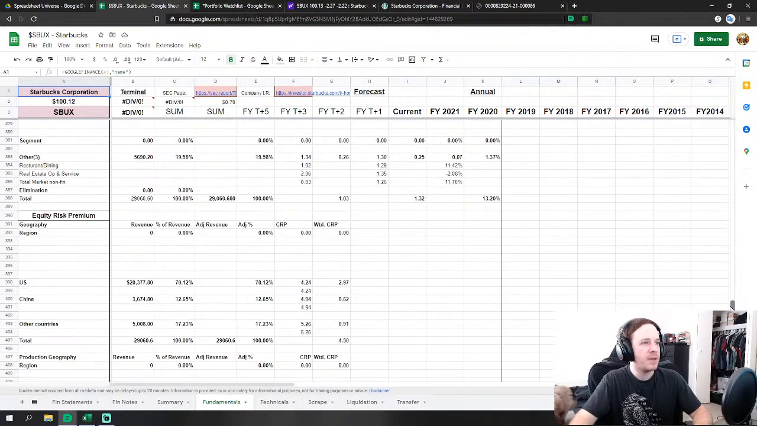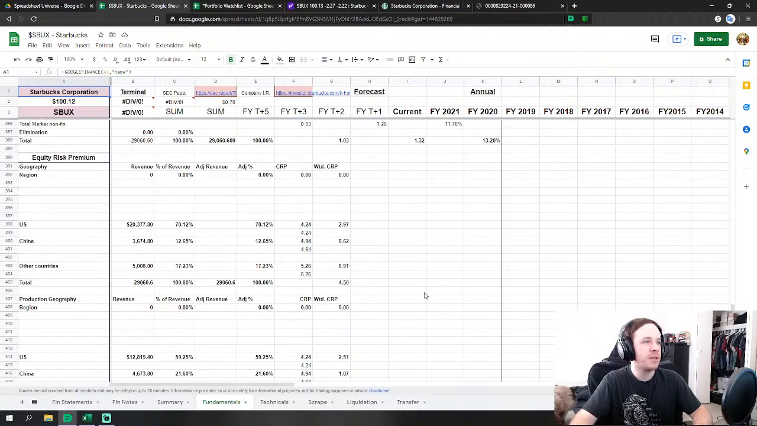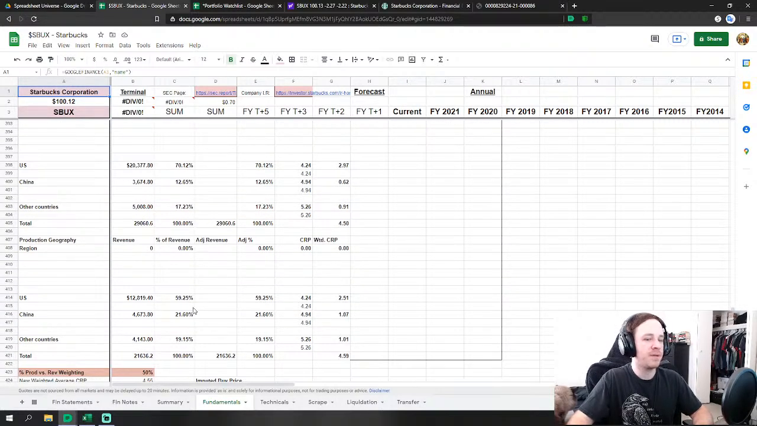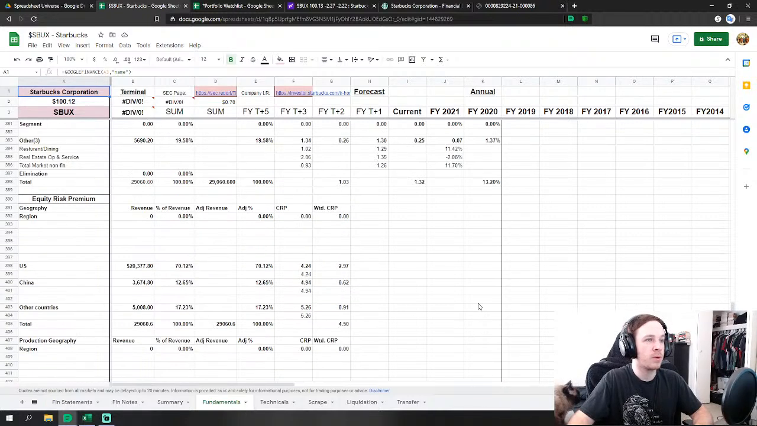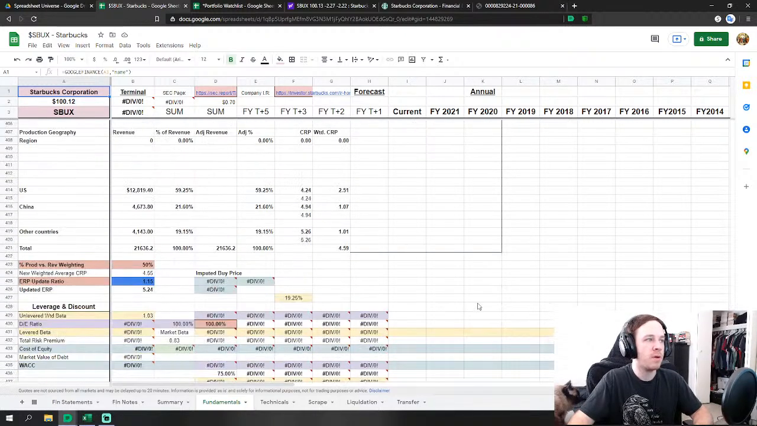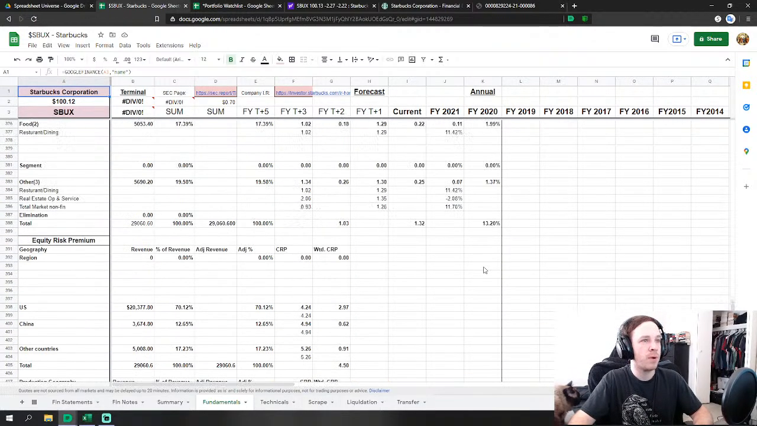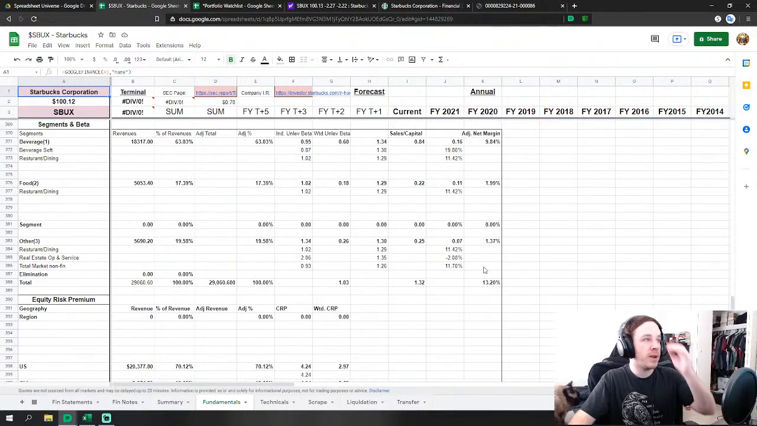For their geographies, they have about 70% of their sales in the US, with 12% in China and 17% the rest of the world. 60% of their assets in the US, 21% in China and 20% in the rest of the world, getting them an overall geographic country risk premium after adjusting for the update ratio of about 5.24. We have an unlevered weighted beta for them of 1.03, with a sales to capital ratio for industrial expectations of 1.32, and then adjusted net margin expectations of 13.2.